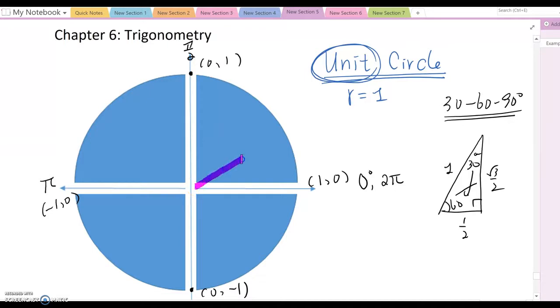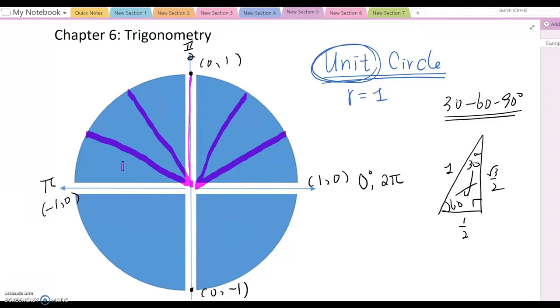Okay. Now I'm going to cut the half circle into 6 pieces here. So 1, 2, 3, 4, 5, and 6. Because we cut from 0 to pi into 6 different pieces, this will be a pi over 6 piece. Or we can also say 30 degrees, right?